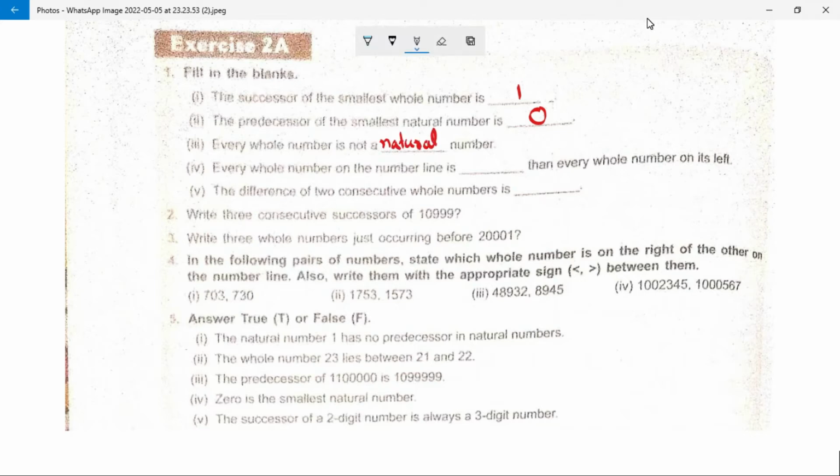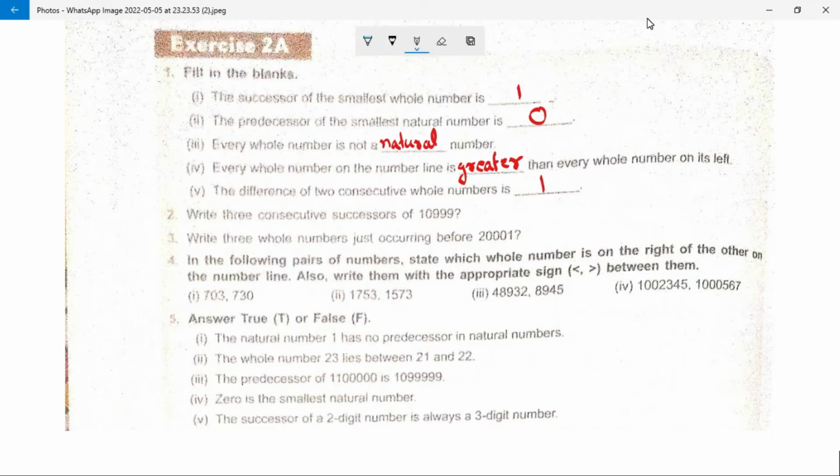Number 4. Every whole number on the number line is greater than every whole number on its left. So the fifth one is: the difference between two consecutive whole numbers is 1.